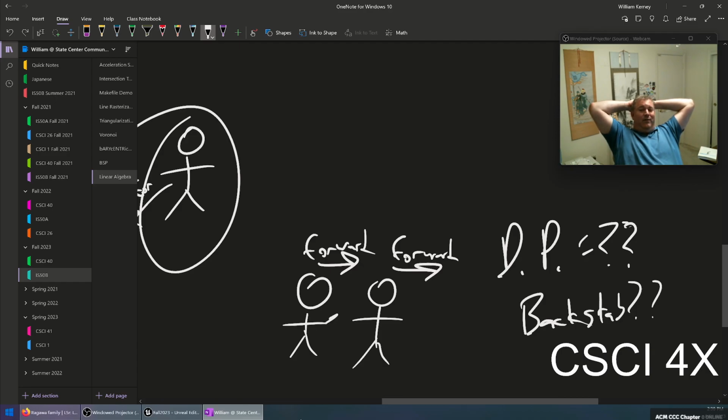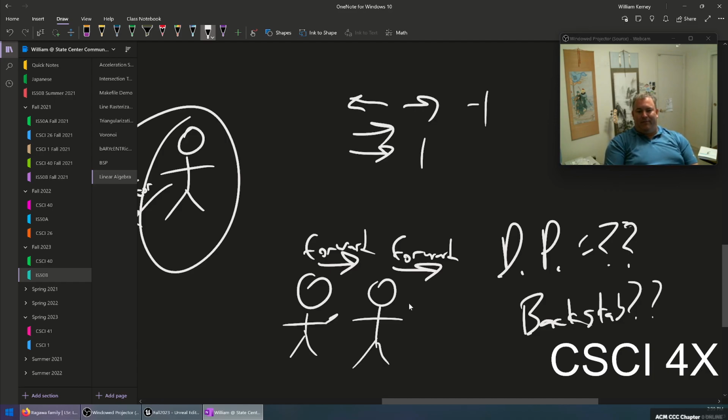If you've got two people looking the same way, what number are you going to get from the dot product, roughly? You'll get a positive number. Remember, if they're looking in opposite directions, you'll get -1. If they're looking the same way, you're going to get +1. If they're looking mostly the same way, you're going to get like 0.8. Okay. So what values should we allow for a backstab?